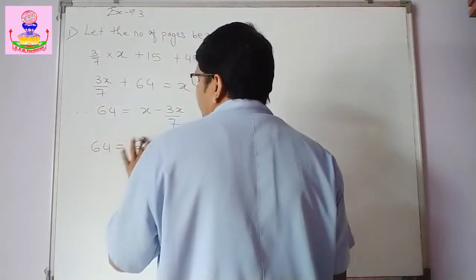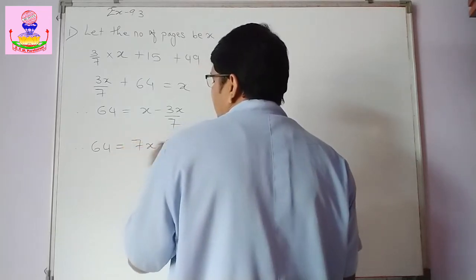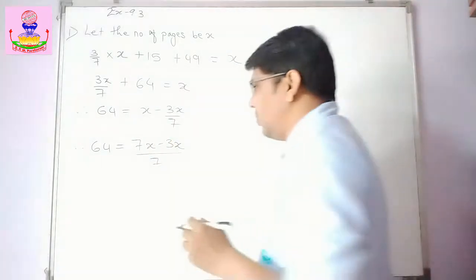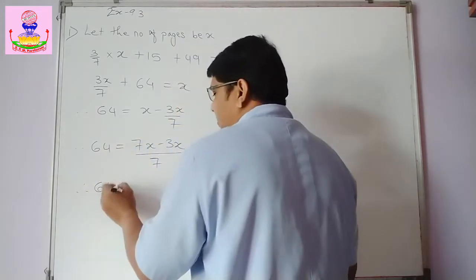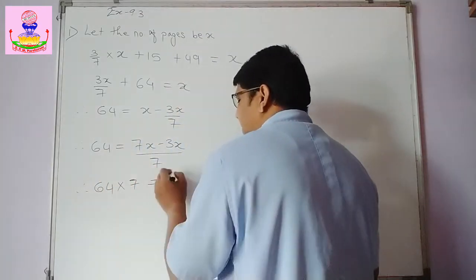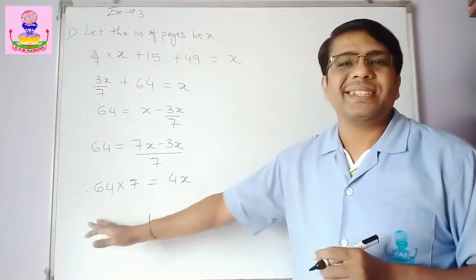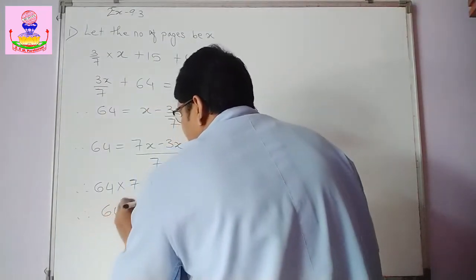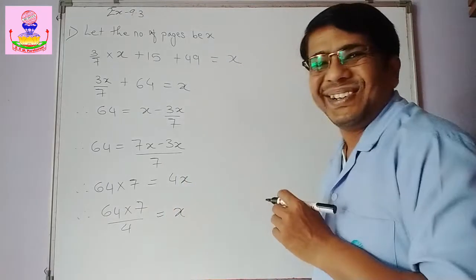So 64 is equal to 7x minus 3x upon 7. 7x minus 3x, 4x. So bring this 7 here. So it will be in multiplication. Now bring 4 to this side. So it will be in division. So therefore, 64 into 7 upon 4, that is equal to x.